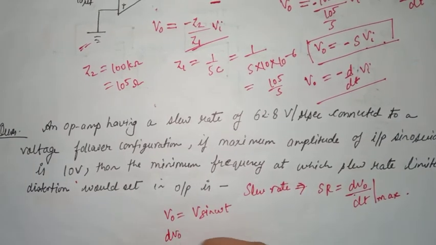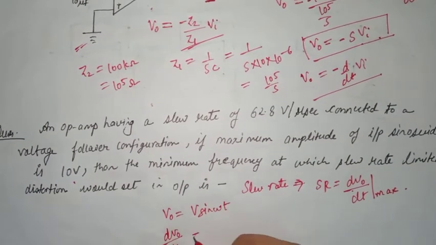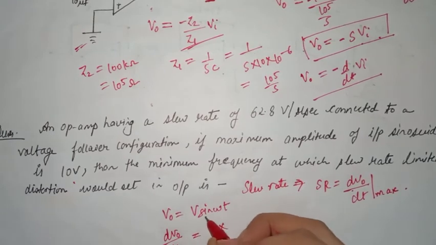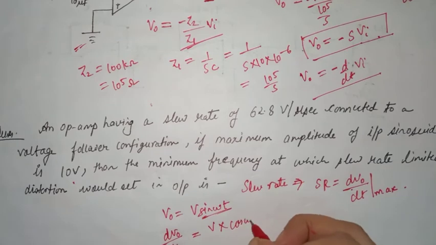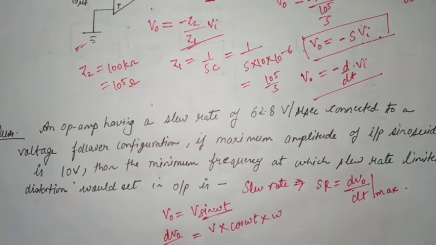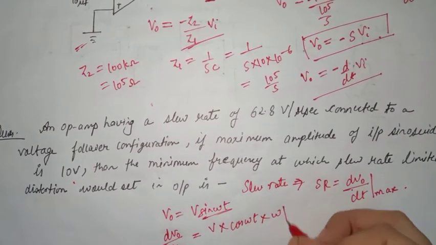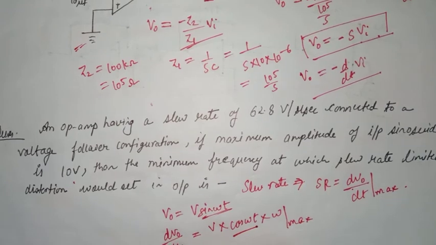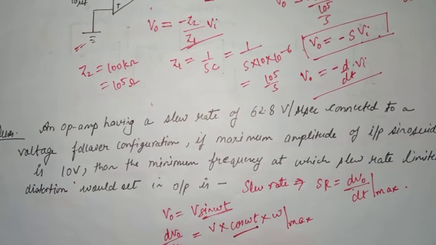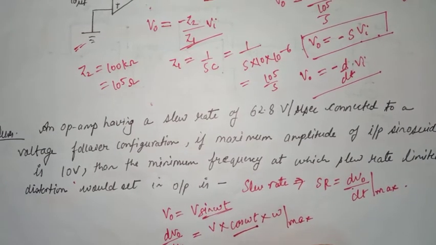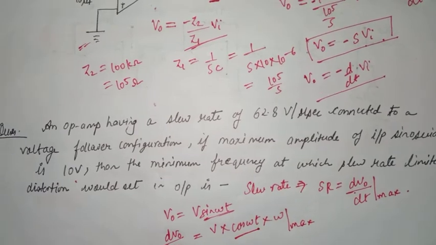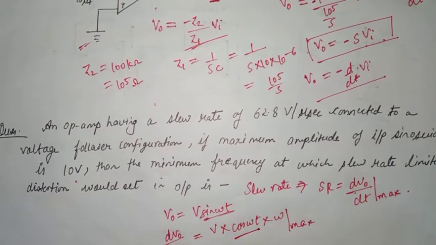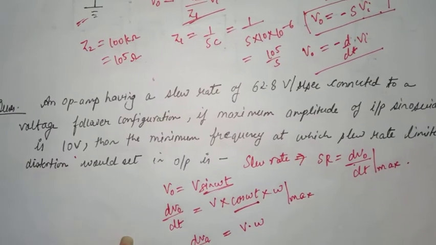So d by dt of v naught is v into sin ओमेगा को अगर डिफ्रेंशिएट करेंगे तो क्या आएगा, cos ओमेगा t into ओमेगा, and we have to find the maximum value. So the maximum value of the cos function is 1. So from here dv naught by dt equals v into ओमेगा, and dv naught by dt actually में है क्या, that is slew rate.